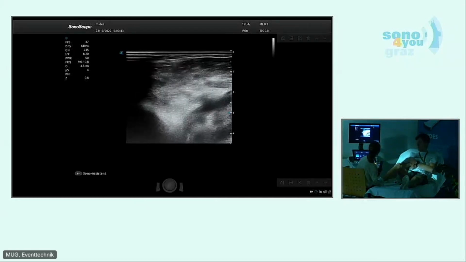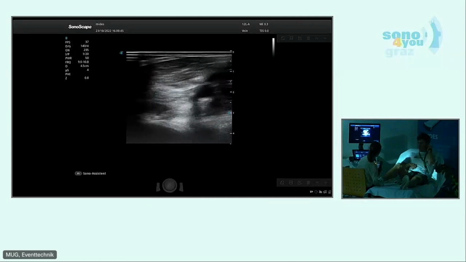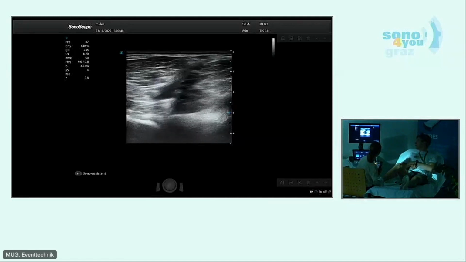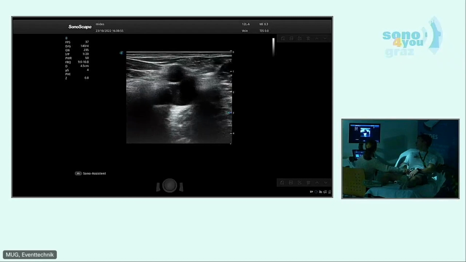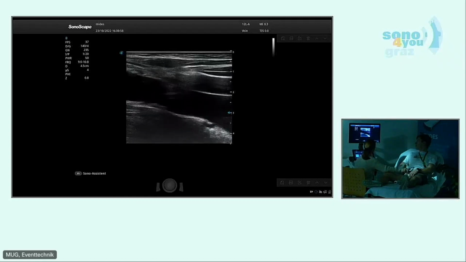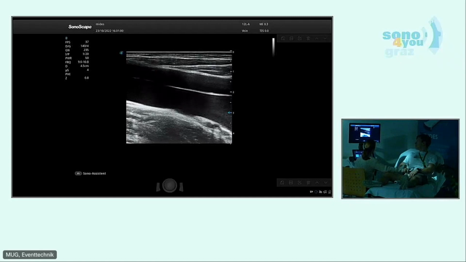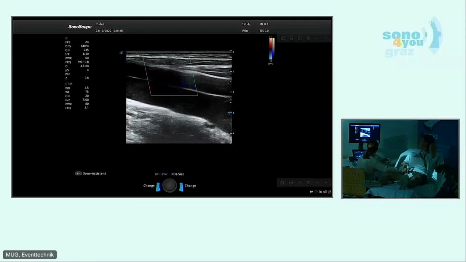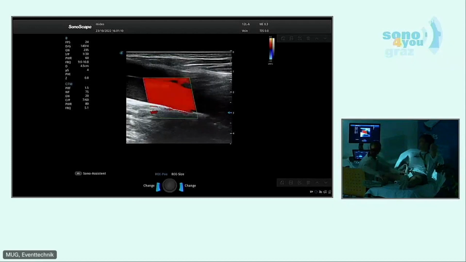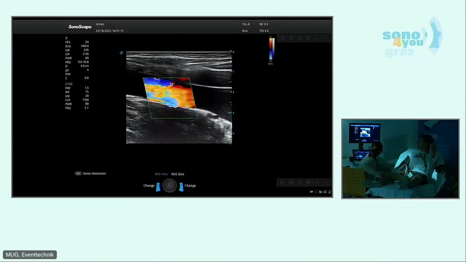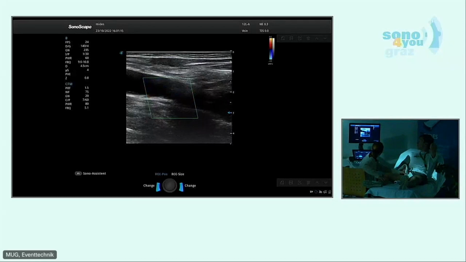I'm doing transversal compressions from the inguinal ligament up to the knee. And when I see something, you can stretch it out. For instance, when I see something here, I will then use my longitudinal view. When I do Doppler examination and I don't see any flow, I can also do a compression, and you see how the flow is more and more coming up.